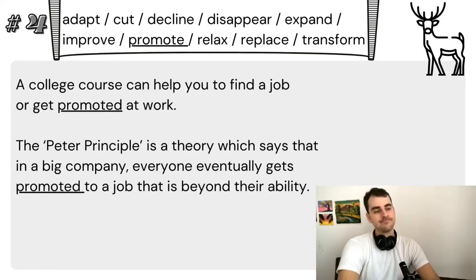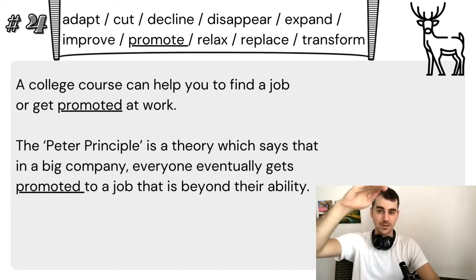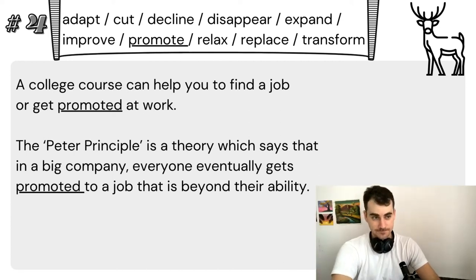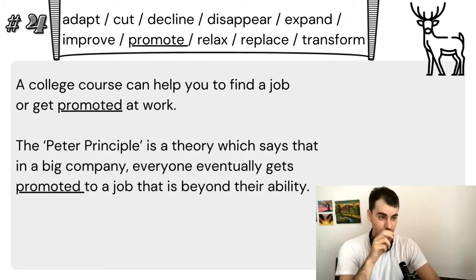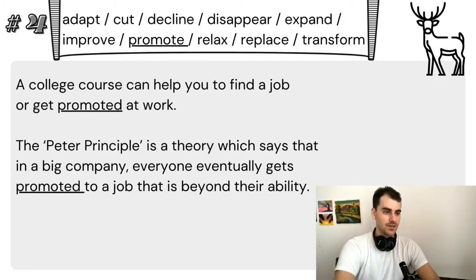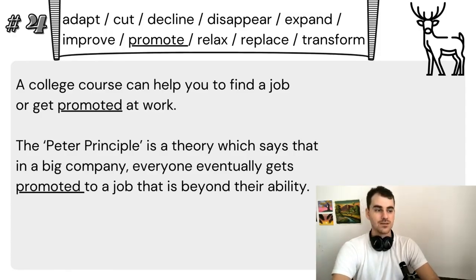Promote. So you have a job right now. If you want to get a better job at the same company, you have to be promoted. A college course can help you find a job or get promoted at work. The Peter Principle is a theory which says that in a big company, everyone eventually gets promoted to a job that is beyond their ability. I've never heard that before. Is that true?